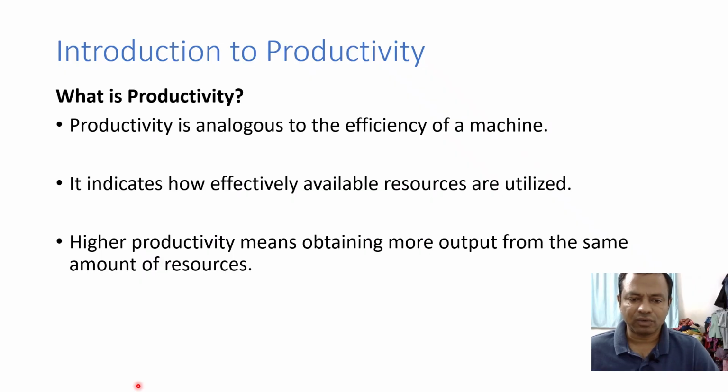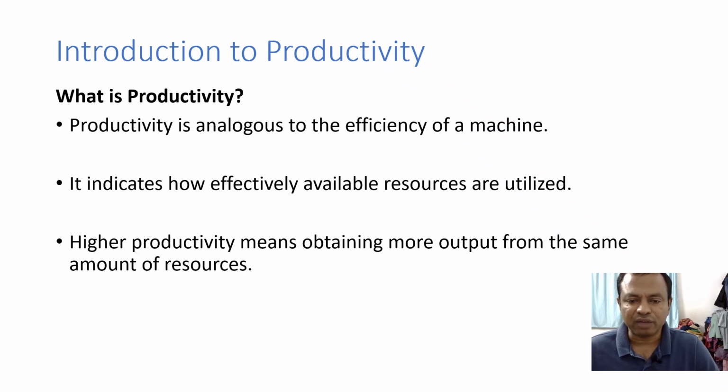So, what is productivity? Productivity is analogous to the efficiency of a machine. Like we measure the efficiency of a machine, we measure productivity of a manufacturing or any kind of process. It indicates how effectively available resources are utilized. Higher productivity means obtaining more output from the same amount of resources.